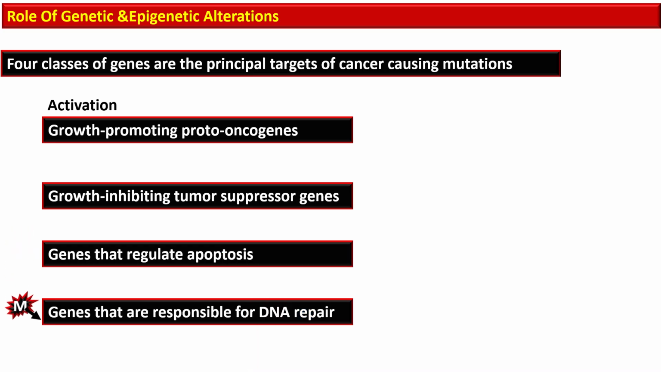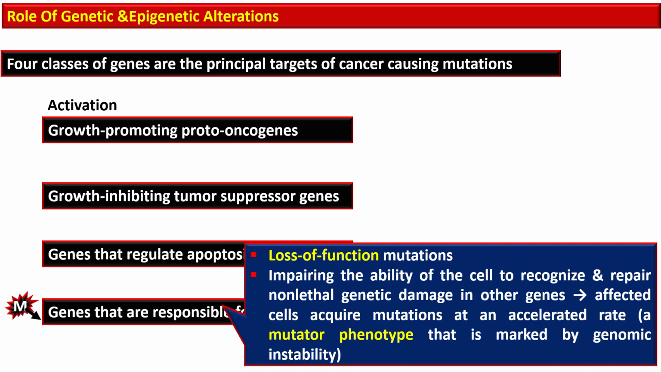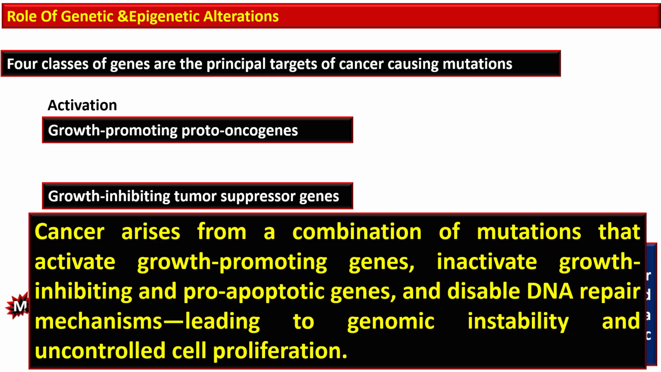So the cancer arises from a combination of mutations that activate growth-promoting genes, inactivate growth-inhibiting and pro-apoptotic genes, and disable DNA repair mechanisms, leading to genomic instability and uncontrolled cell proliferation.